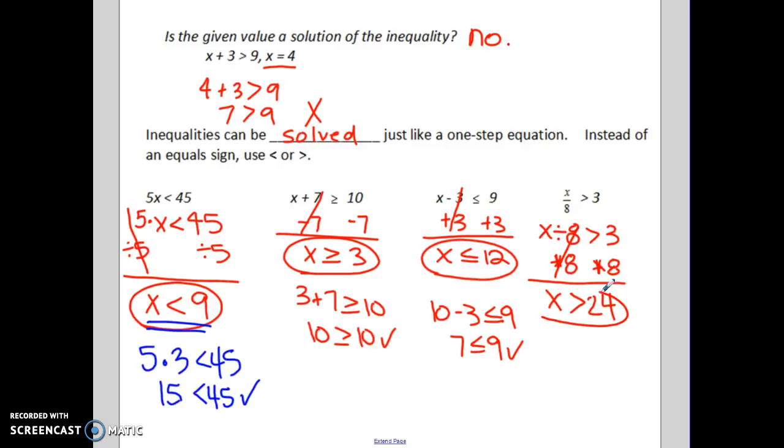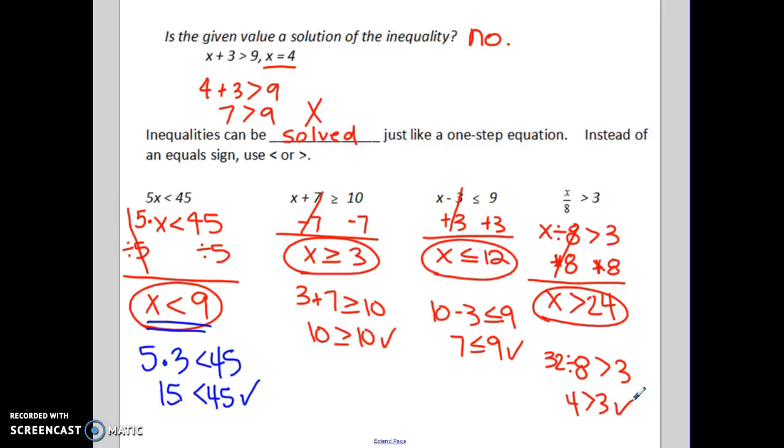So if we go into check, we have to make sure that we use a number bigger than 24. We can't use 24. So we'd have to use 25, 26, and so on. I'm going to use a number that's easily divisible by 8, since that's the operation I'm using. The next number bigger than 24 that's divisible by 8 would probably be 32. So 32 divided by 8 has to be greater than 3. And since 32 divided by 8 is 4, 4 is greater than 3, that works.